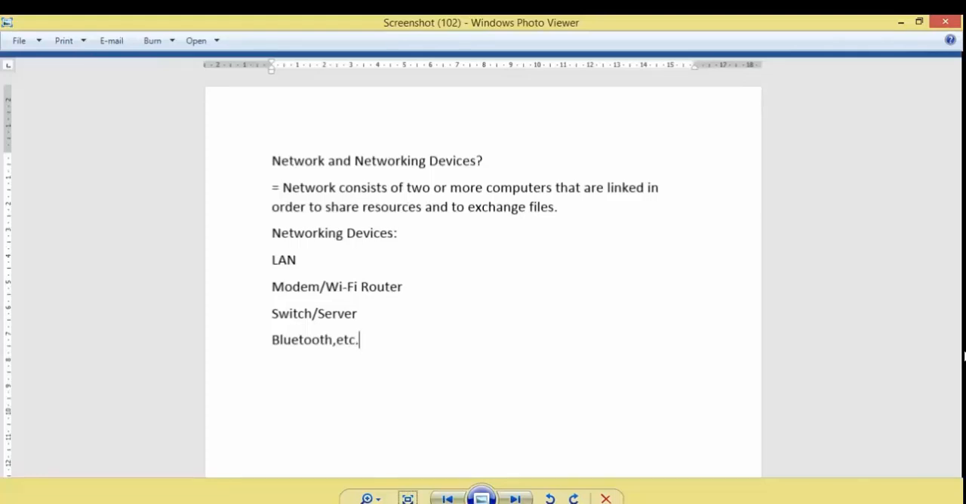A Wi-Fi router is a device that performs the function of a router and also includes the function of a wireless access point. It is used to provide access to the internet or a private computer network. And these are mainly of three types. First one is wired, second is wireless, and third one is hybrid.